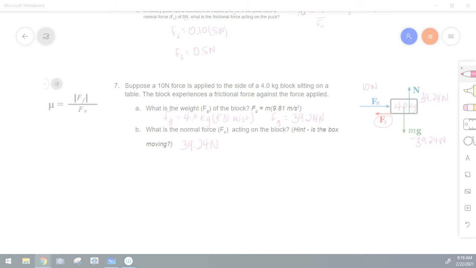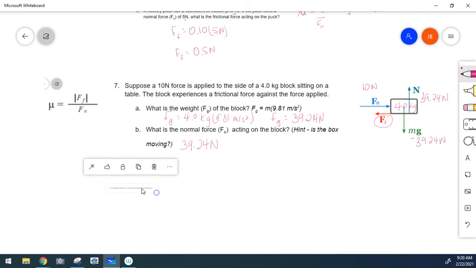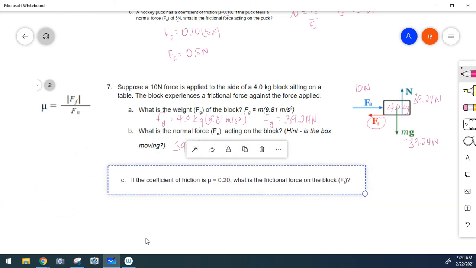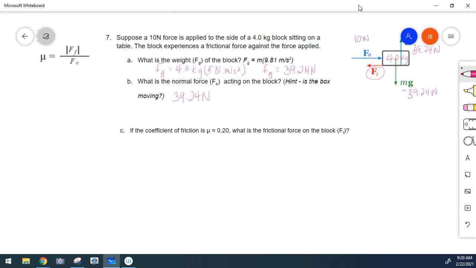All right, so then let's move down to what is the coefficient of friction for this? The coefficient of friction for this one is 0.20. So with 0.20, what is the frictional force? I'm going to go back to this formula right here, and say 0.20 equals the frictional force over the normal force. So the frictional force equals the coefficient, 0.20, times the normal force, which is 39.24 newtons. Then I'm going to multiply that, and I get a frictional force of 7.84 newtons. That's my frictional force. All right, so what is the next question?